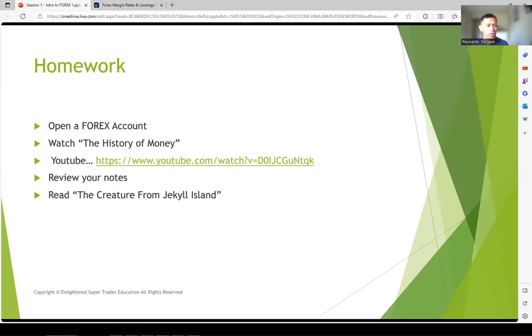Review this, review your notes. And there's a really good book called The Creature from Jekyll Island. It's pretty thick. If you don't like reading, there's an audiobook of it as well. Just listen to it. If you want to be in the game of trading, then I would recommend that you actually read that. Very, very important. There's also another one that I would recommend you watch. It's called How the Economy Works by Ray Dalio on YouTube.